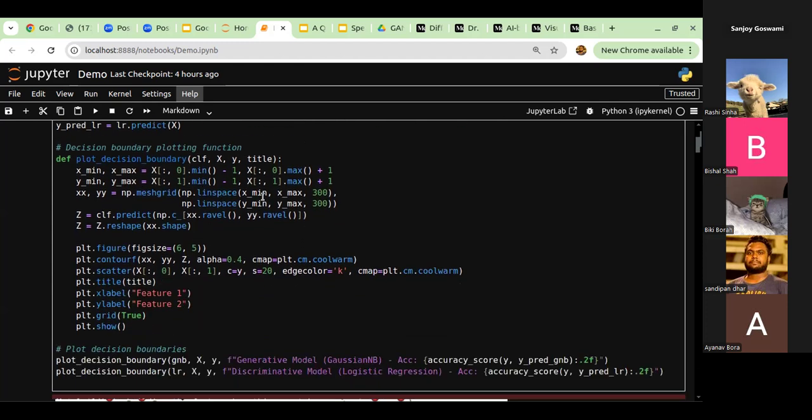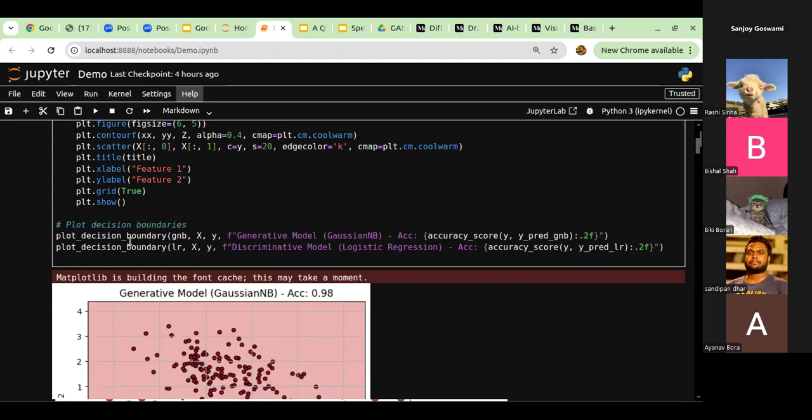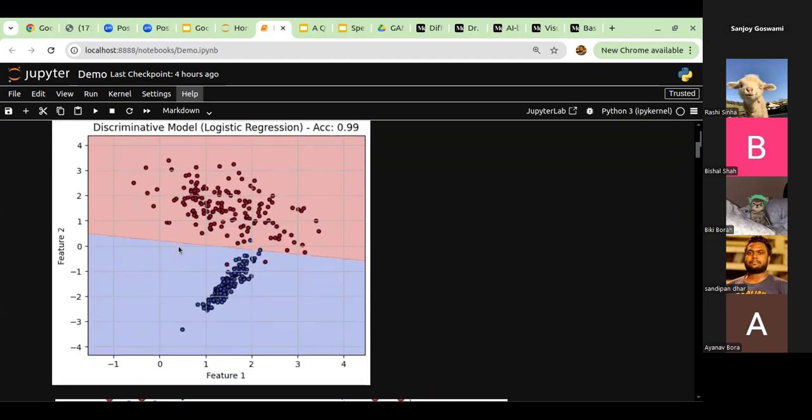Now I'm taking the samples and plotting the decision boundaries of Gaussian naive Bayes and logistic regression. Logistic regression is a classification algorithm. If you remember, it forms an S-like curve. For linear regression, you get a straight line. For logistic regression, you get an S-shaped curve which passes through the y-axis. If you make y equal to 0.5, any value above it falls into class 1 and any value below it falls into class 0.